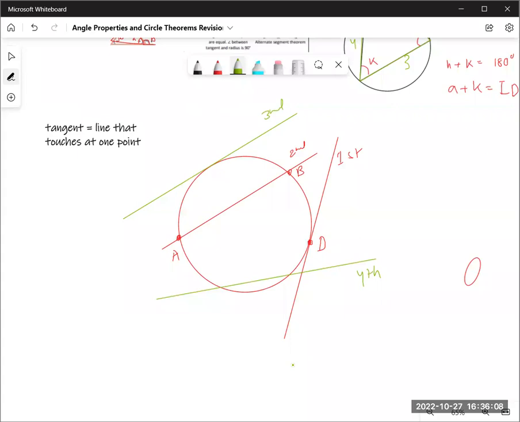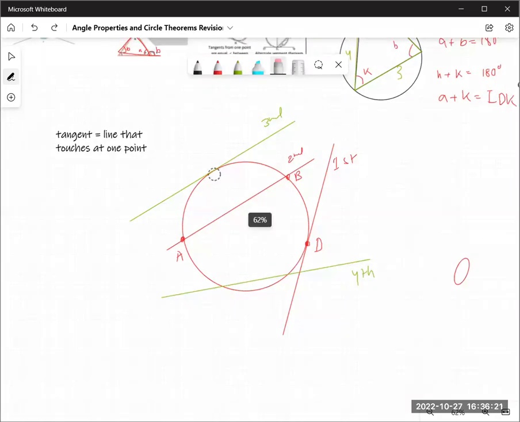What about the fourth line? Najla, is this a tangent? The fourth one. No, because it doesn't touch at one point. Now, if I remove the other ones, let's just talk about these.